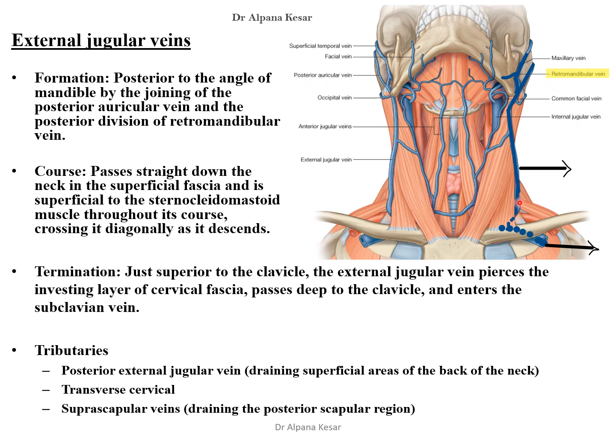The tributaries of external jugular vein are those veins that drain blood into the external jugular vein, and that includes the posterior external jugular vein that drains blood from the superficial areas of the back of the neck, transverse cervical vein, and suprascapular vein that drains blood from the region posterior to the scapula.